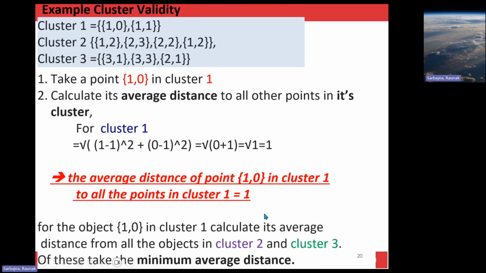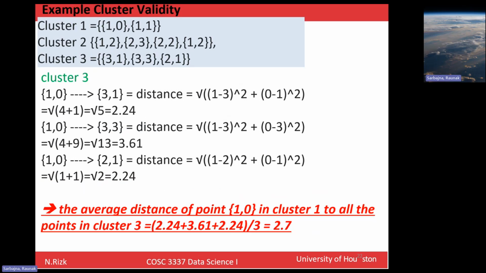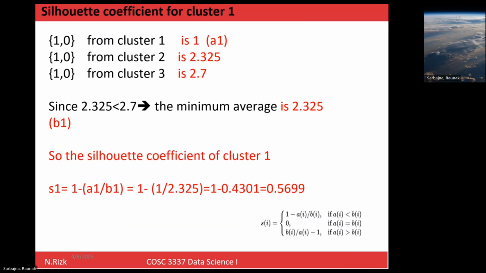But you have to calculate B, which is the average distance from this point to all the other points in the other clusters. This is a very simple calculation. Calculate the distance from 1, 0 to 1, 2, to 2, 3, to 2, 2, to 1, 2, and you find the distances, and then you divide by 4 because we are calculating the average. So the average distance from the point 1, 0 to cluster 2 is 2.325. And the average distance from point 1, 0 to cluster 3 is 2.7.